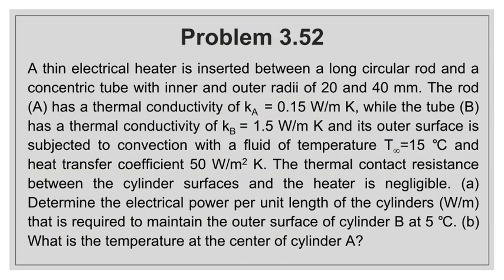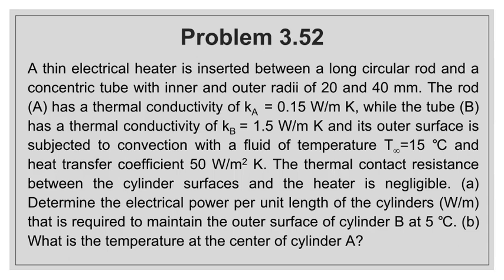The rod A has a thermal conductivity of 0.15 watt per meter Kelvin, while the tube B has a thermal conductivity of 1.5 watt per meter Kelvin and its outer surface is subjected to convection with a fluid at a temperature of 15 degrees Celsius and a heat transfer coefficient of 50 watt per square meter Kelvin. The thermal contact resistance between the cylinder surfaces and the heater is negligible.